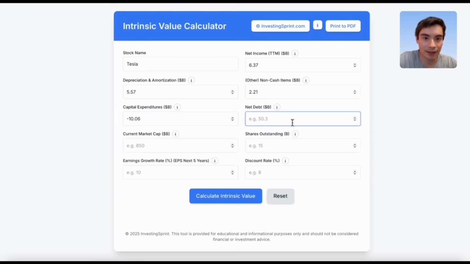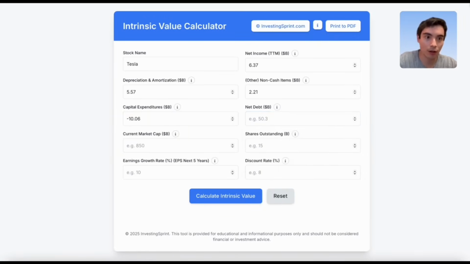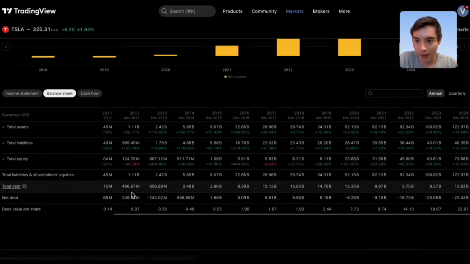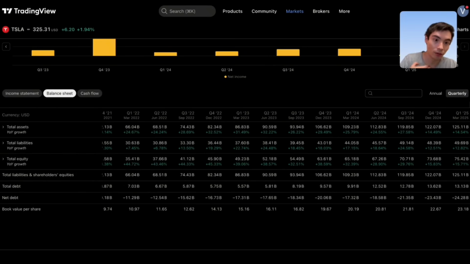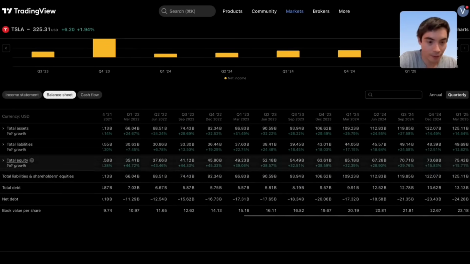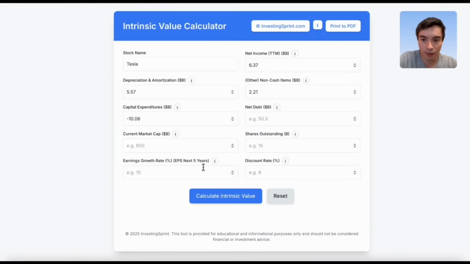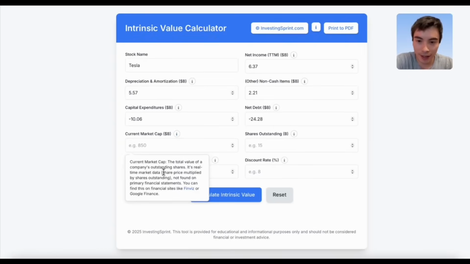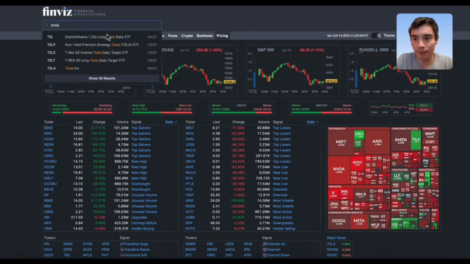And then the net debt is always in the balance sheet. You can always press information in the balance sheet. We go back, go to the balance sheet, net debt. Make sure that you now use quarterly, you use the last quarter. So quarter 1, 2025, that's the last one you can find. So it's minus 24.28. Now look at the current market cap. You can just find it on Finviz. Go to Finviz, type in Tesla.